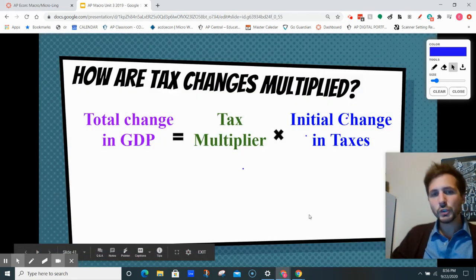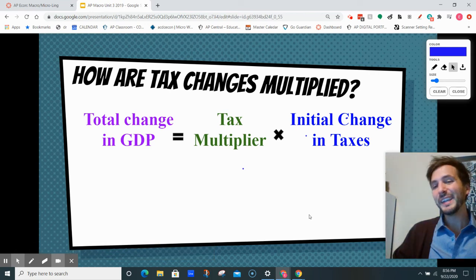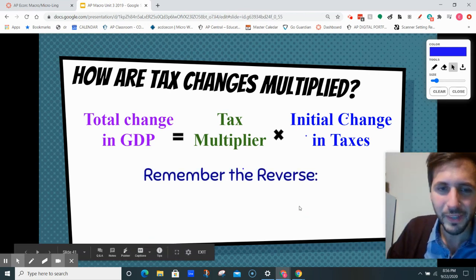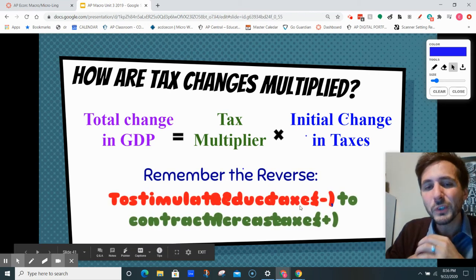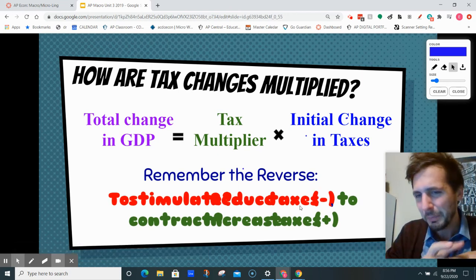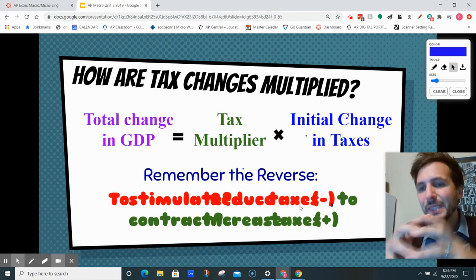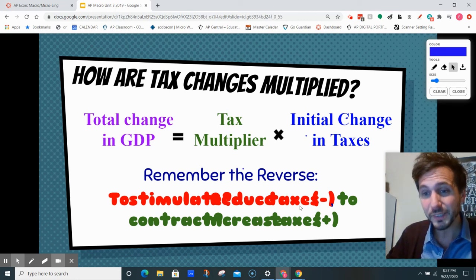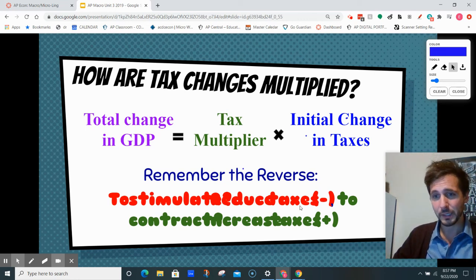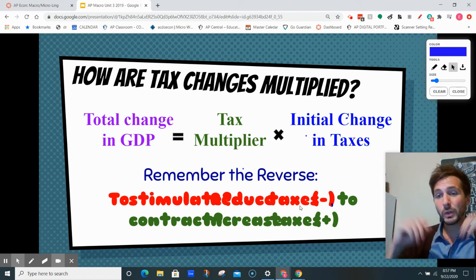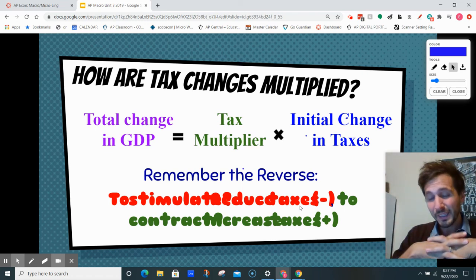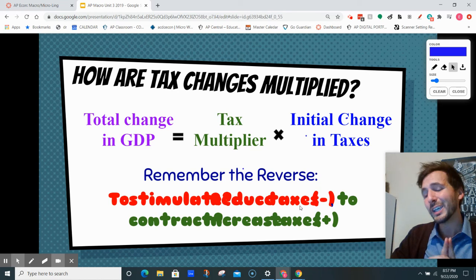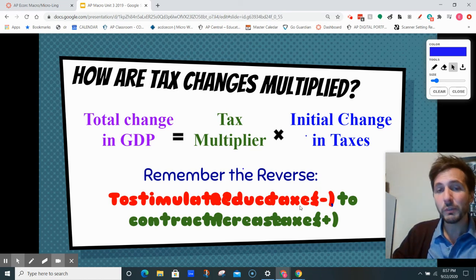So how are these tax changes multiplied? Simply initial change in taxes times our tax multiplier. Remember, this is the reverse. If I want to stimulate the economy, if I want to increase GDP, I have to decrease taxes. That puts more money in people's pockets. If I want to decrease GDP, I want to contract the economy, then I have to increase taxes. It is the reverse here.